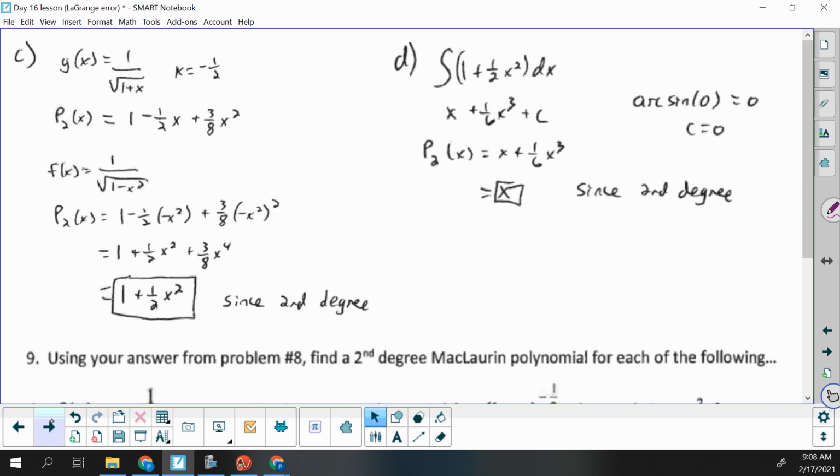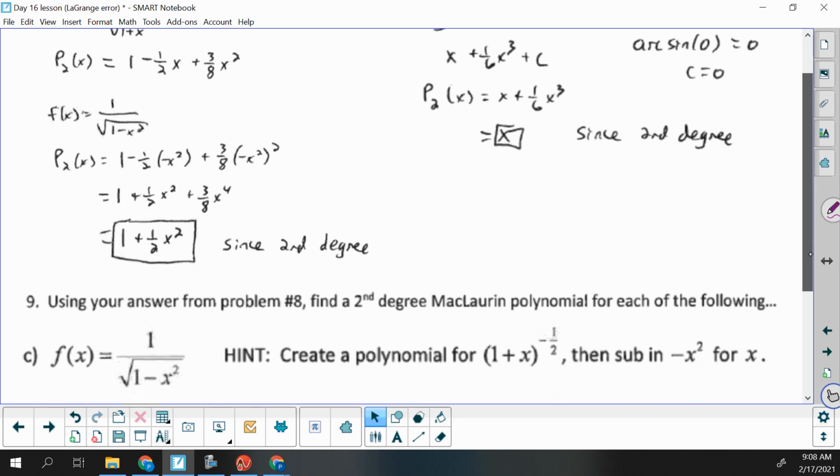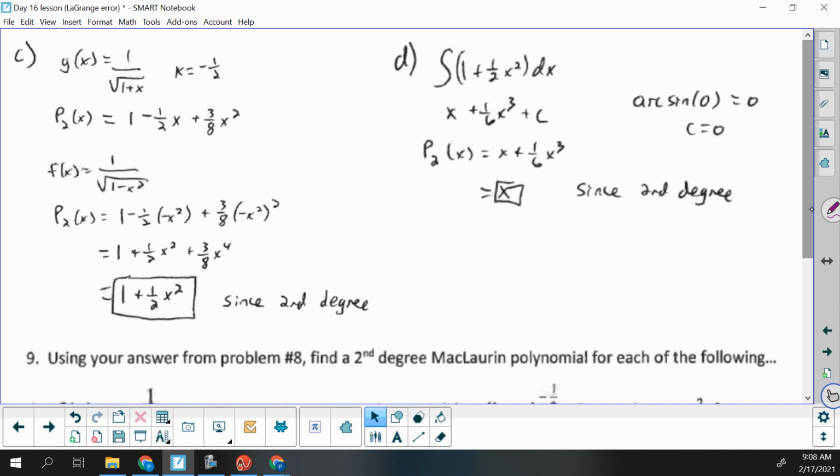In C now, we've got the square roots. We want k to be negative 1/2. So fill in negative 1/2 for k, and that's what we would have for 1 over square root of 1 plus x. But we want 1 minus x squared, so replace all your x's with negative x squareds. We get this, but then we just wanted second degree, so we'll just take it up to there.